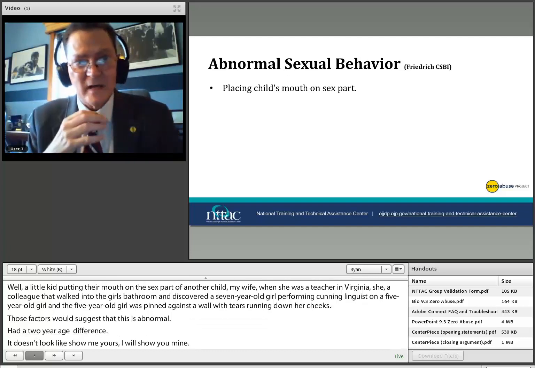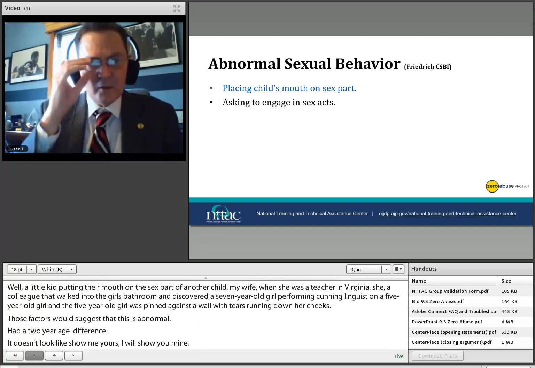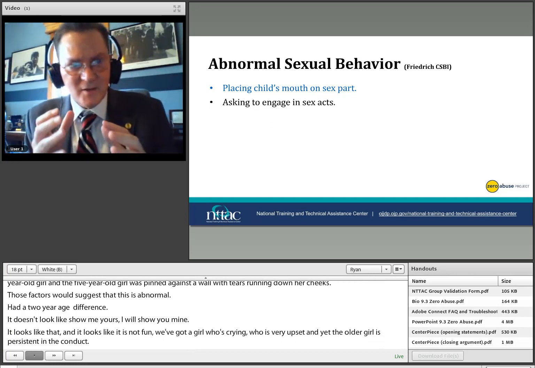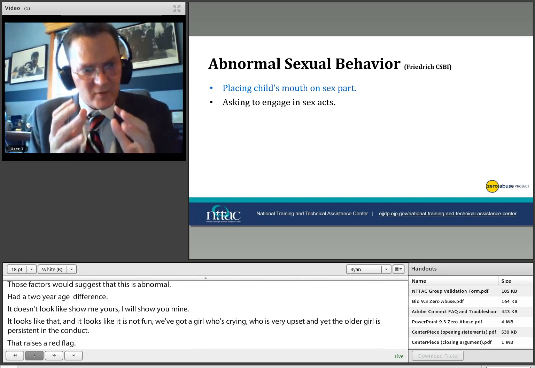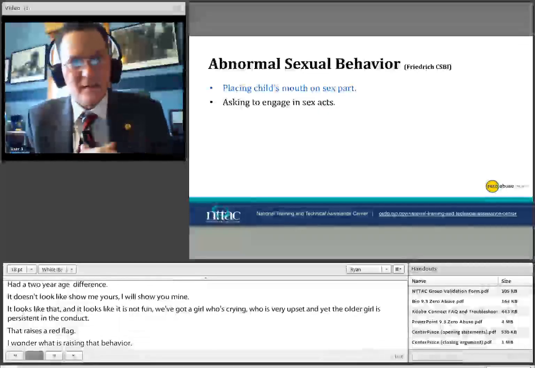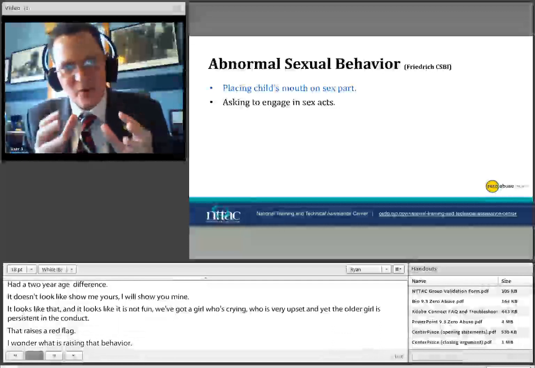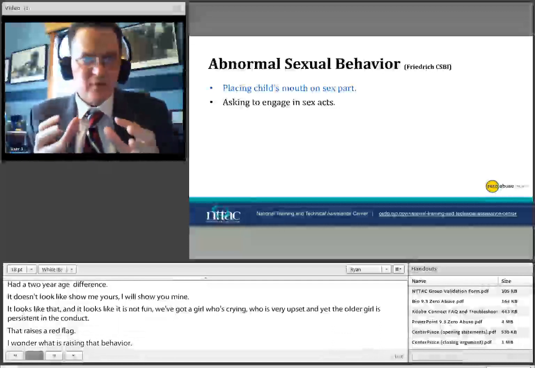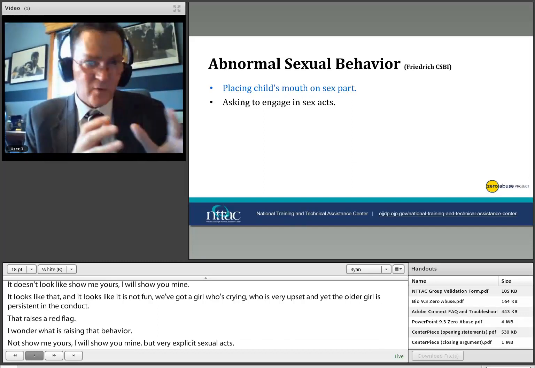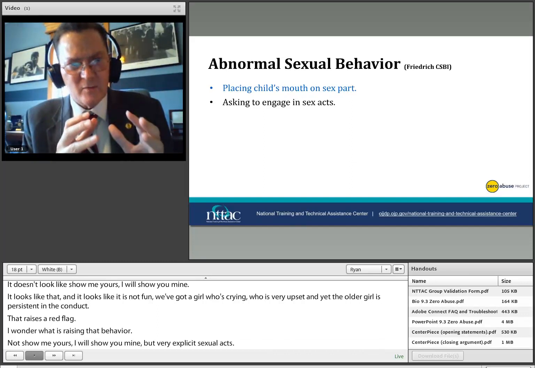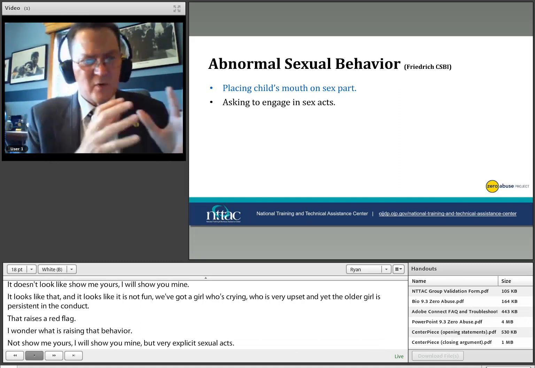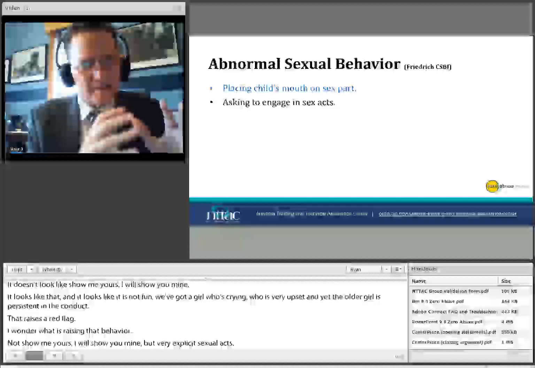I've got a 2-year age difference. It's a very explicit sexual act. It doesn't look like show me yours, I'll show you mine. It looks like cunnilingus, and it looks like it is not fun. We've got a girl who's crying, who's very upset, and yet the older girl is persisting in the conduct. That raises a red flag. I wonder what is driving that behavior. A little child asking others to engage in explicit sexual acts. So not show me yours, I'll show you mine, but very explicit sexual acts.